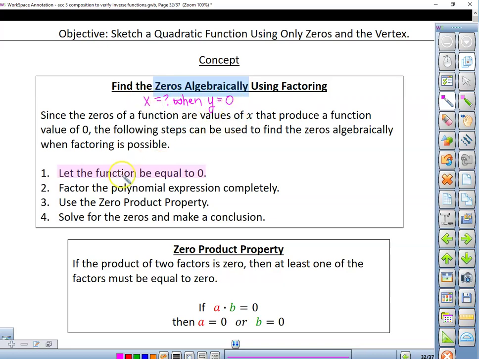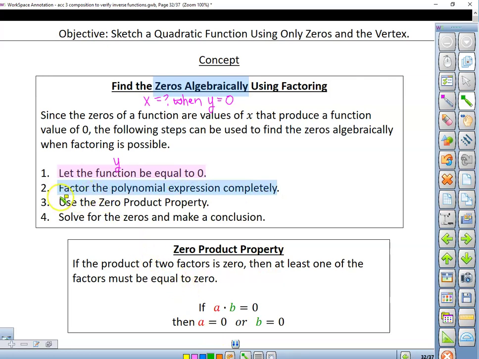And the function, like f of x, represents the y variable. So we let the function, or what represents y, be equal to 0. And now when we solve for x, those x's create a y of 0, making them the zeros of the function. So in these problems, we will expect our polynomials to factor. So we will factor completely what we have on one side.